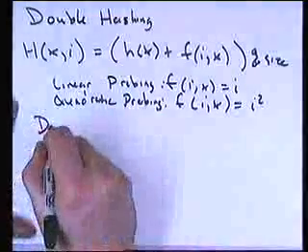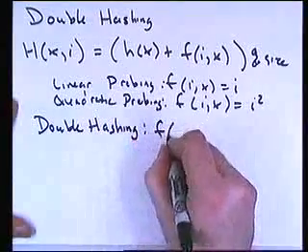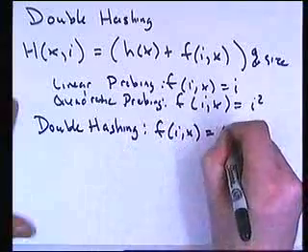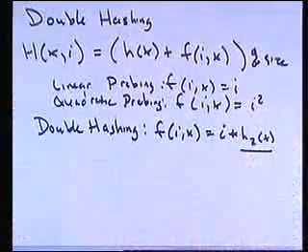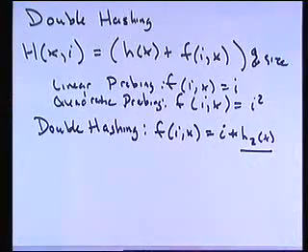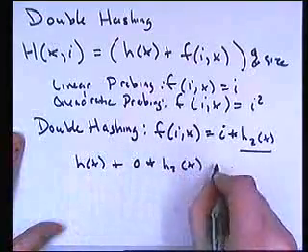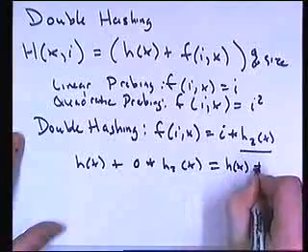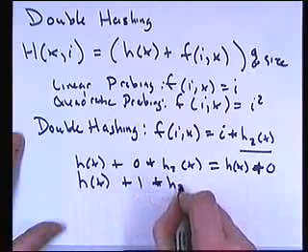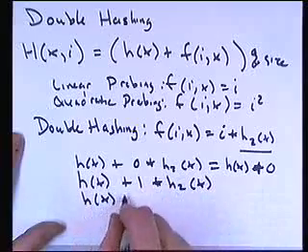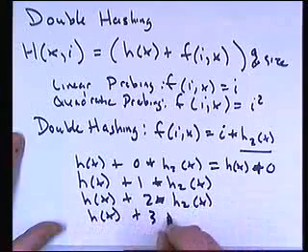For double hashing, what we will say here is f of i comma x will be equal to i times h2 of x, where h2 is some other hash function on x. But as a result, what we'll end up with here is h of x plus 0 times h2 of x, which of course is going to be equal to h of x plus 0, which is what we want. And if that's a collision, we will try h of x plus 1 times h2 of x. If that's a collision, we will try h of x plus 2 times h2 of x. If that's a collision, we will try h of x plus 3 times h2 of x.